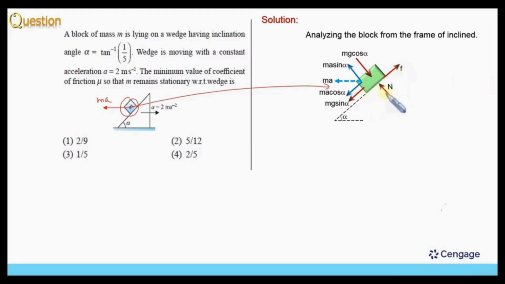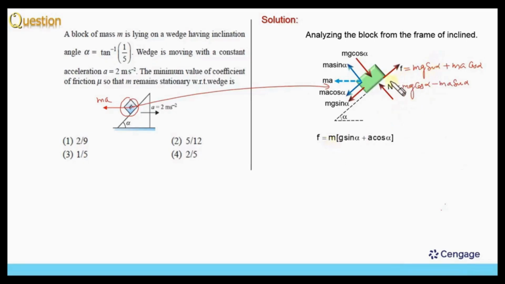Now we can write the normal reaction. The magnitude of the normal reaction should be equal to mg cos alpha minus ma sin alpha. Now we can write small f, because the block is not sliding, the upward force will be balanced by the downward force. So we can write small f equal to mg sin alpha plus ma cos alpha. Now we can take small m as common. So here we can write small f equal to m(g sin alpha plus a cos alpha). So this is the value of the friction force.